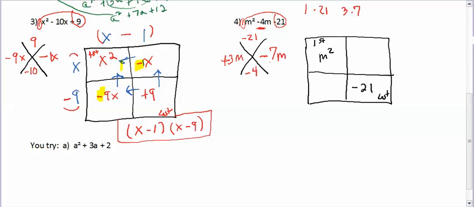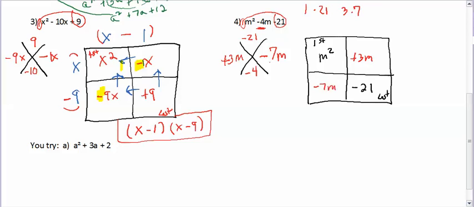Okay, so two numbers that multiply together to give me negative 21, and I said that one had to be positive, one had to be negative, and then when I add them together I get a negative 4, so that means that my 7 has to be the negative so that I can end up with a negative 4, not a positive 4 when I subtract. Okay, so now I've got the two numbers that go into my box up here. It's a positive 3m and it's a negative 7m.